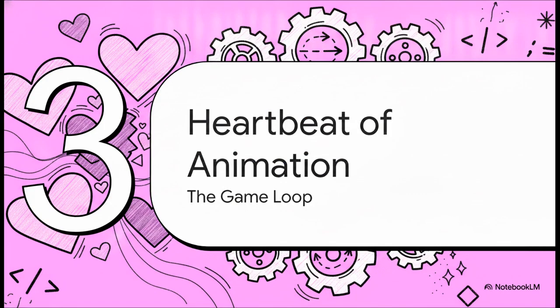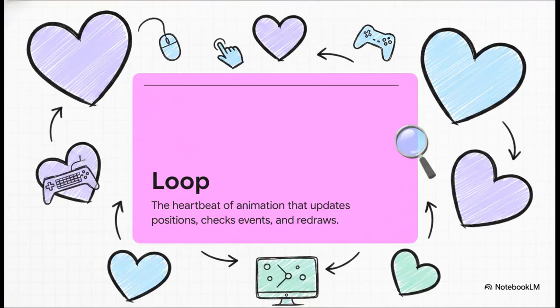Which perfectly leads us to Section 3, the heartbeat of animation, better known as the game loop. Now this game loop is where the magic really happens, where we inject actual life into those static lists. Every Pygame project runs inside one of these. I want you to think of this loop as a biological heartbeat. With every single beat, it updates positions, it checks to see if you've clicked a mouse or pressed a key, and then it redraws the screen. It is constantly working behind the scenes to bring your code to life.